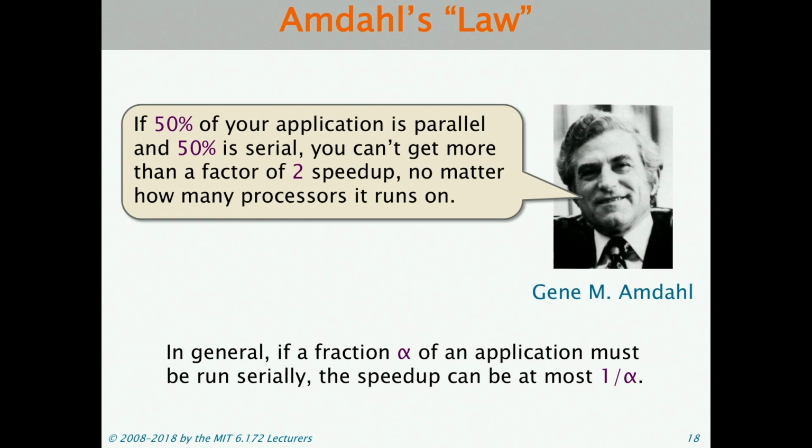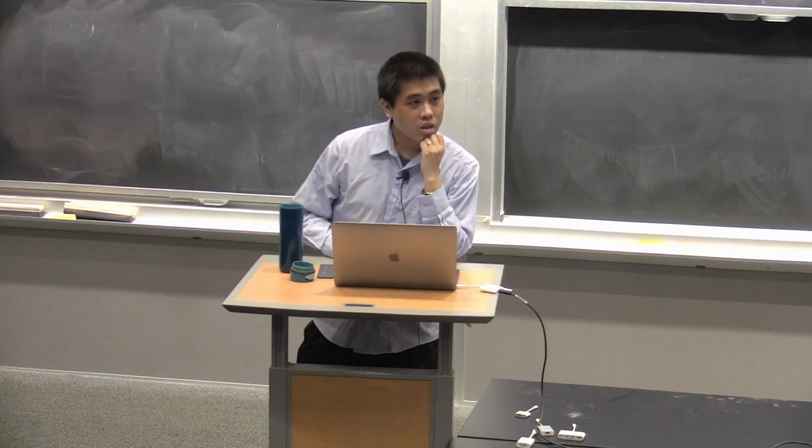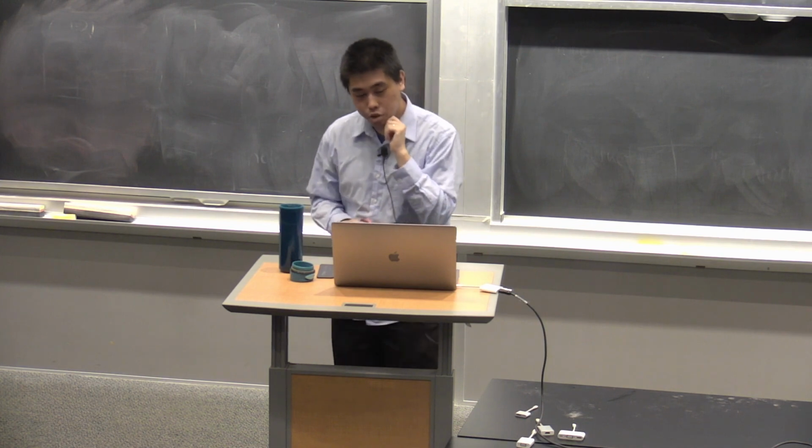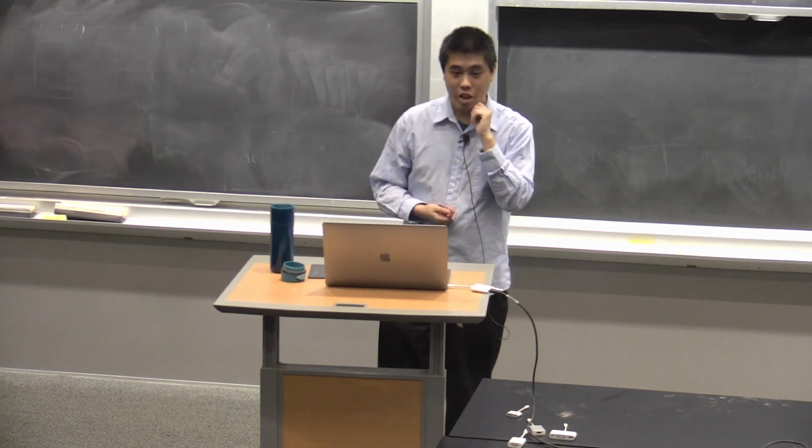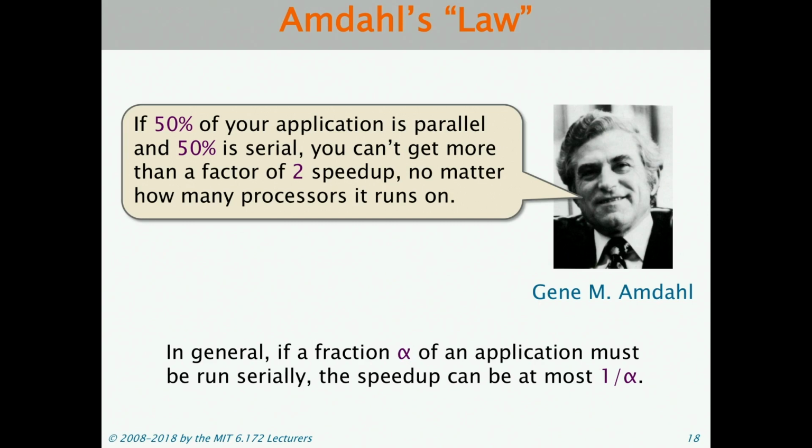Does anyone know why this is the case? Yes? You need to execute for at least 50% of the time in order to get through the serial portion. Right, so you have to spend at least 50% of the time in the serial portion. So in the best case, if I give you an infinite number of processors and you can reduce the parallel portion of your code to 0 running time, you still have the 50% of the serial time that you have to execute. And therefore, the best speedup you can get is a factor of 2.